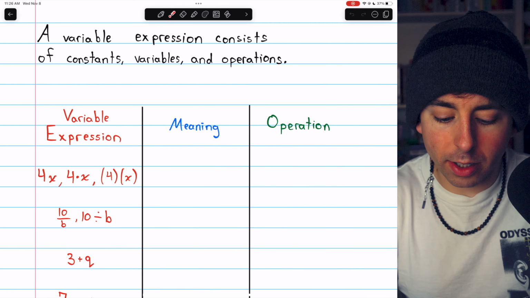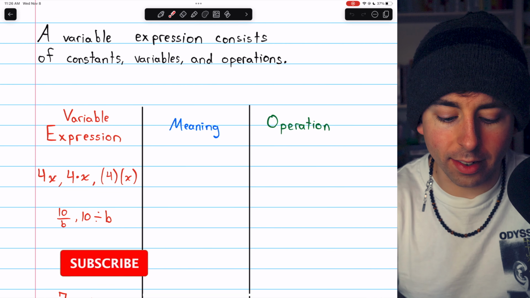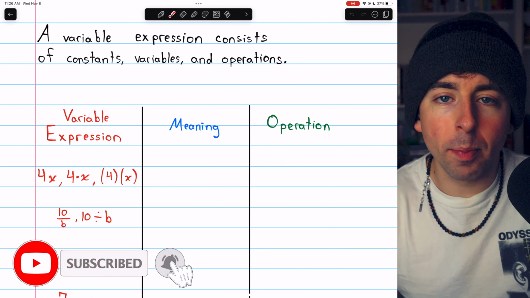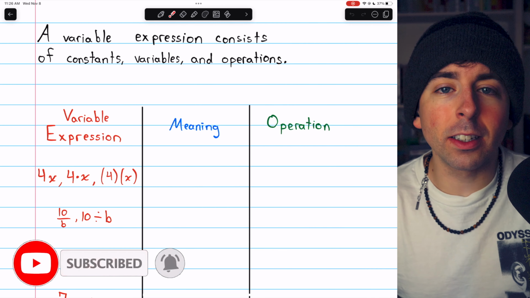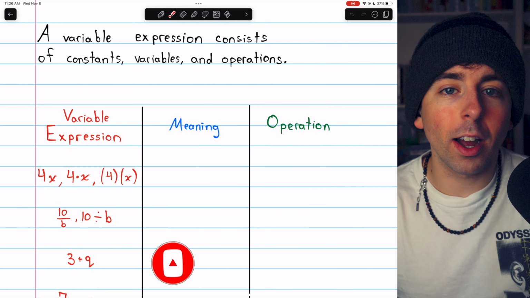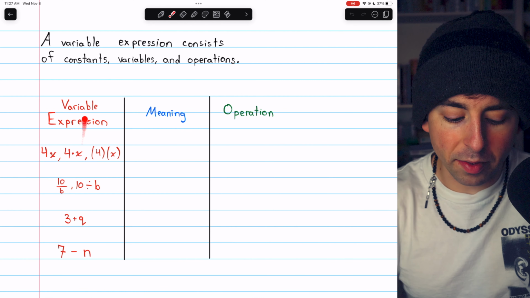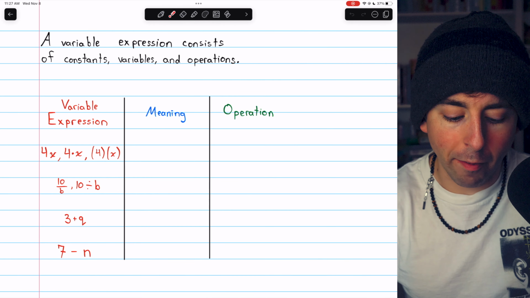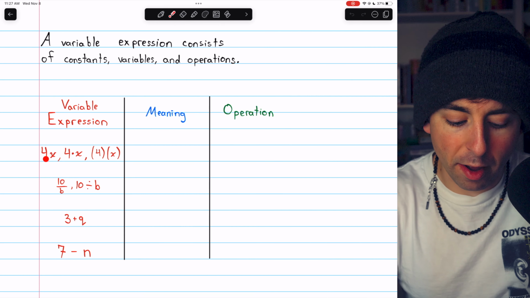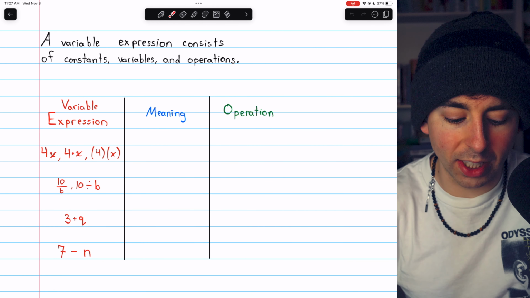A variable expression consists of constants, variables, and operations between them. Let's take a look at a few examples, and we'll also talk about how to evaluate variable expressions. In the first column of this table, we have a few variable expressions. Some of them have been written in a few equivalent ways.